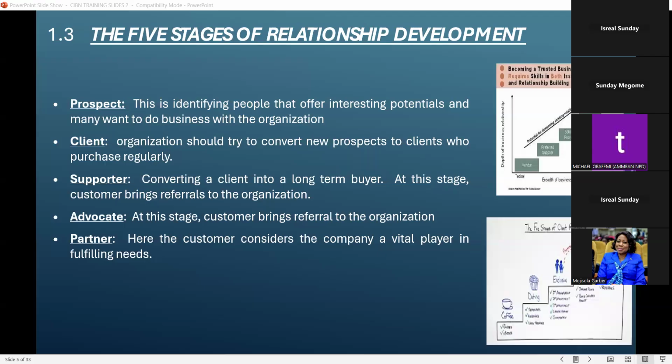So I go to the second one, client. Organizations should try to convert new prospects to clients who purchase regularly. Of course, let's replace clients with customer. It's just what I've done. All of them mean the same thing.